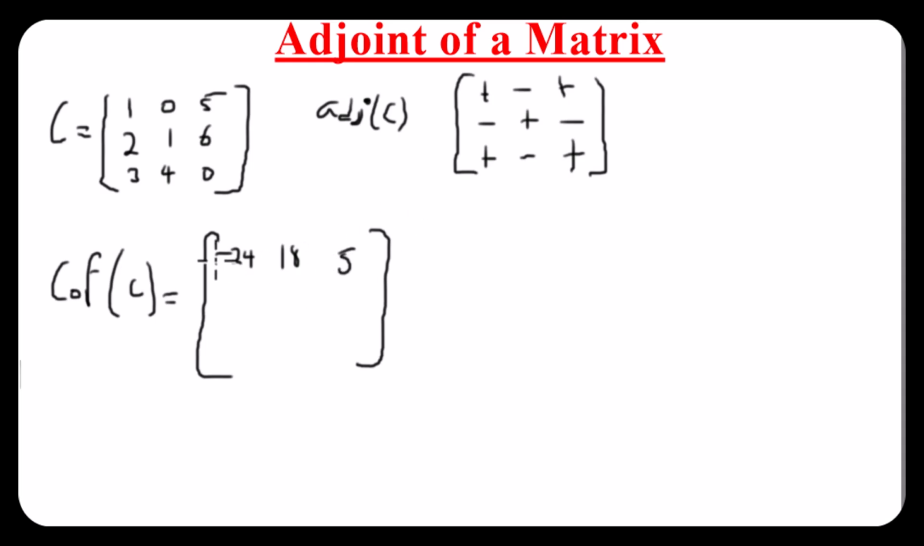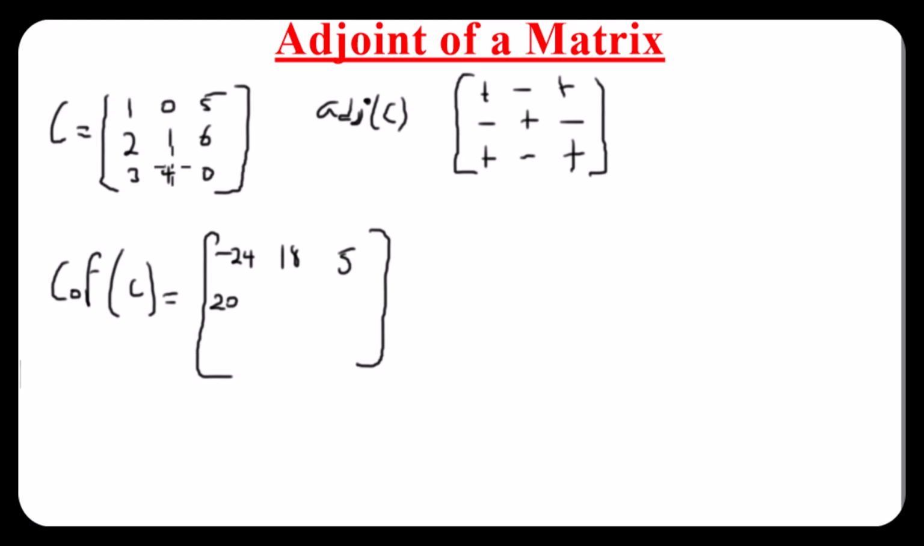Then moving on to the second row. So strike out this. So I'm left with 0, 5, 4 and 0. So 0 times 0 is 0. 4 times 5, 20. 0 minus 20 is minus 20, and this negative, of course, that's plus 20. So write positive 20 here.